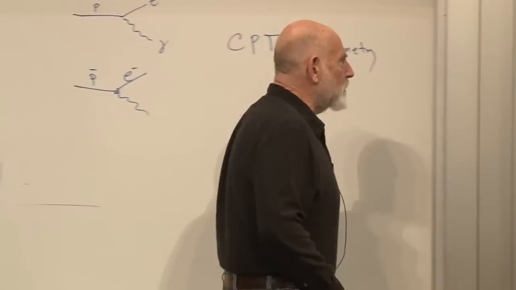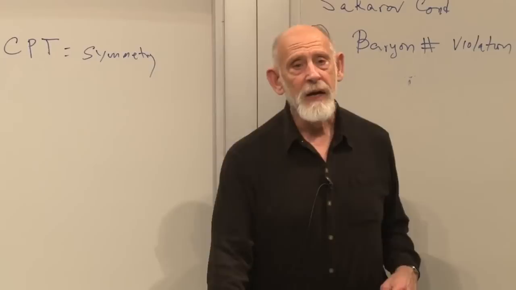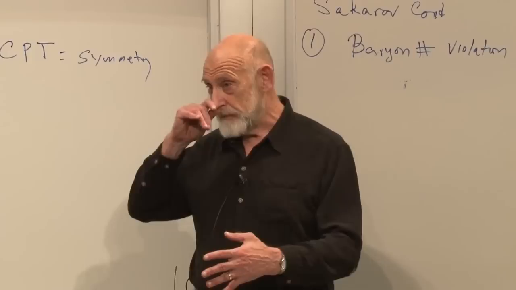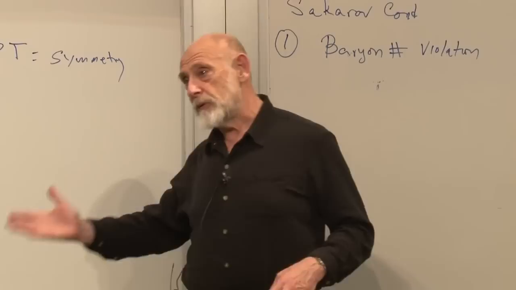The other thing that would be extremely hard to justify, if it was statistical fluctuation, is why it would be the same everywhere. Okay, that would be very, very hard. Right. You'd expect a patch over here with protons, a patch over there with antiprotons.